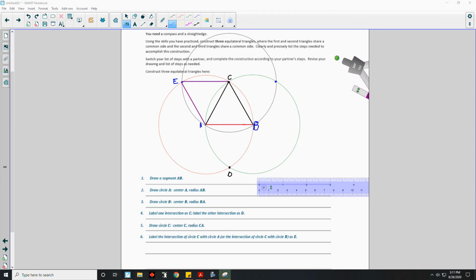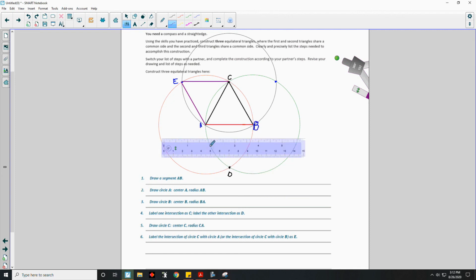So, what have we just done? It says construct three equilateral triangles where the first and second triangle share a common side. So triangle ABC and triangle ACE share side AC. Good. And the second and third triangles share a common side. So now here's my second triangle, and I want to share a common side with a third triangle. So I want another triangle over here. Okay. Well, how am I going to do that?